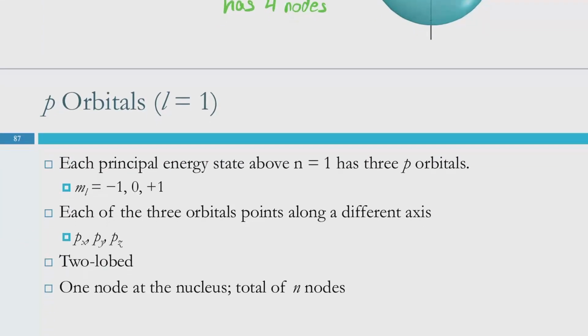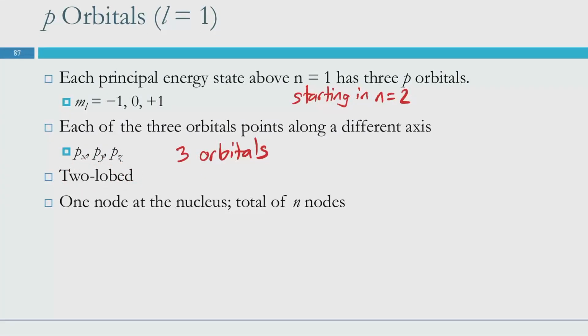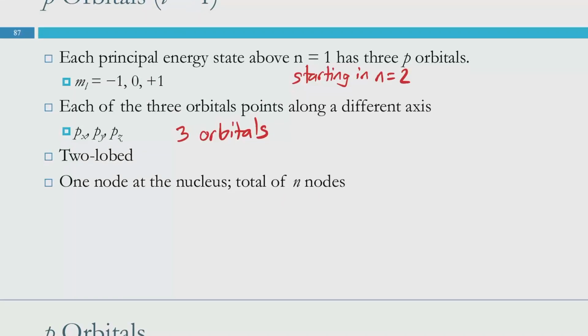If we go to L equals 1, our angular momentum quantum number equals 1, these are the p orbitals. So every principal energy state above n equals 1, so starting in n equals 2, we also have the p orbitals. So that's, again, L equals 1. And our m sub L values, our magnetic quantum number values, go from -1 to +1. And so we've got 3 orbitals. Orbital is just talking about the individual shapes that we have within that shape family. And so our 3 orbitals are px, py, and pz. These are 2-lobed orbitals, so they've got 2 ends, and they each have 1 node at the nucleus for a total of n nodes.